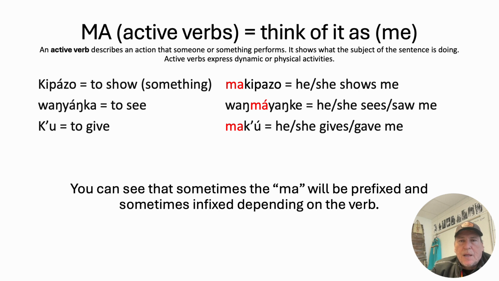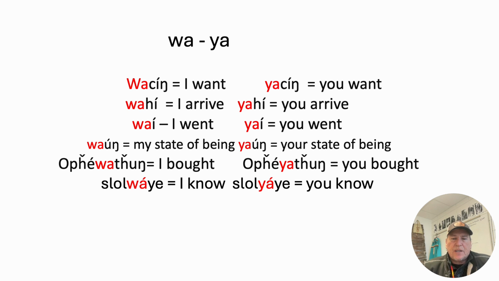Okay, so that's how ma can change the information in the verb. Am I doing the verb or is it happening to me? Those are the two different types of ma, stative verbs and active verbs. Okay, so let's go back to that conjugation rule. When it's wa for I do the verb, then we switch it out with ya to make it you do the verb. So here's an example.